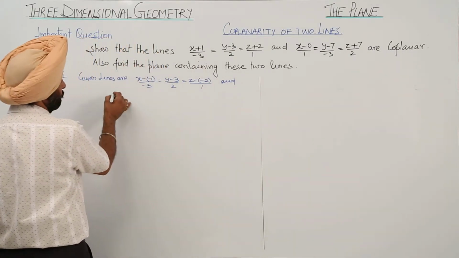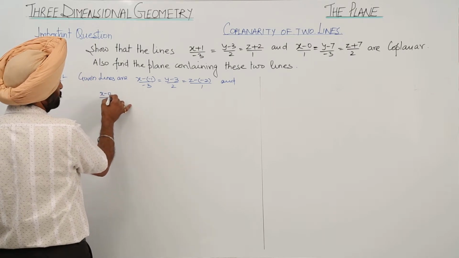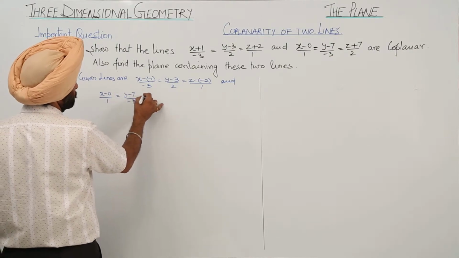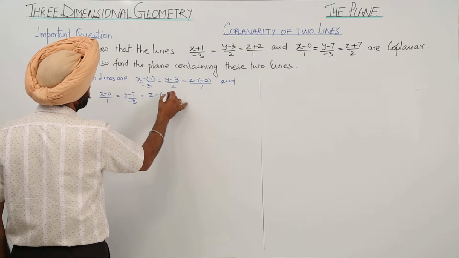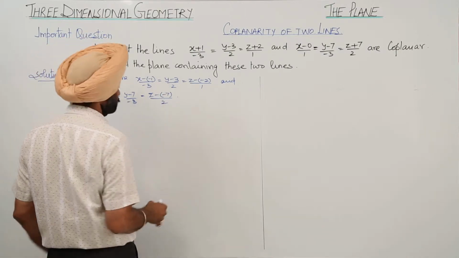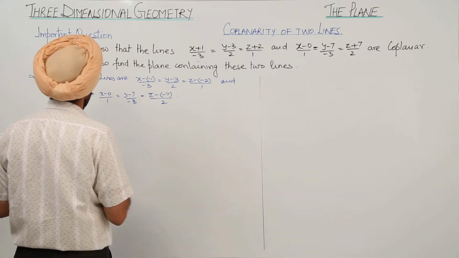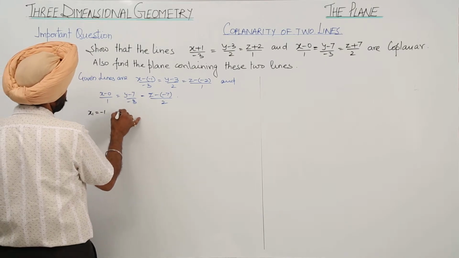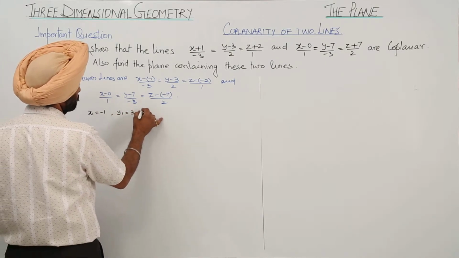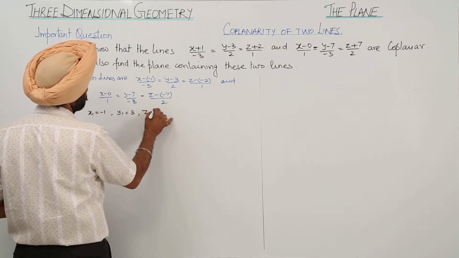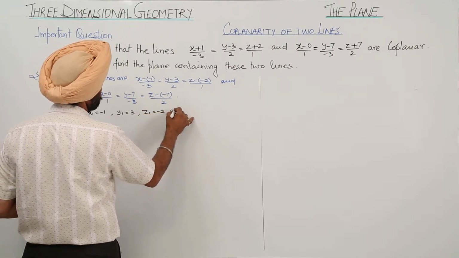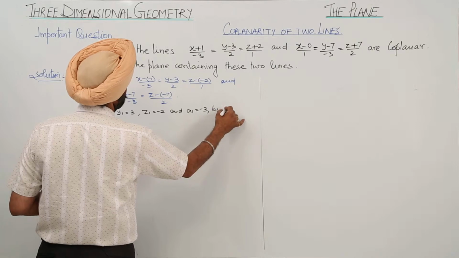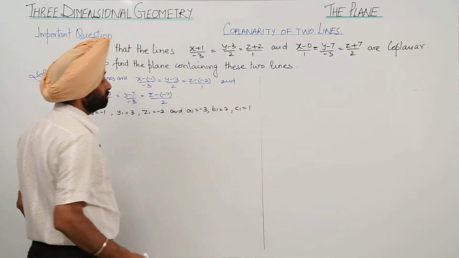and (x minus 0) upon 1 is equal to (y minus 7) upon minus 3 is equal to (z minus minus 7) upon 2. Now, x1 is equal to minus 1, y1 is equal to 3, z1 is equal to minus 2, and a1 is equal to minus 3, b1 is equal to 2, c1 is equal to 1.